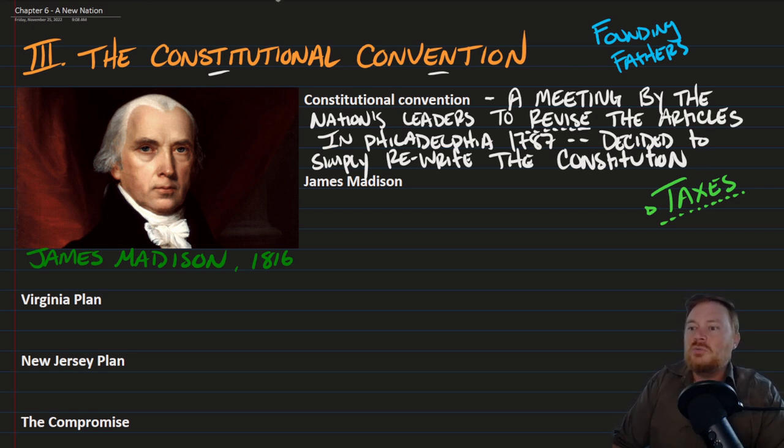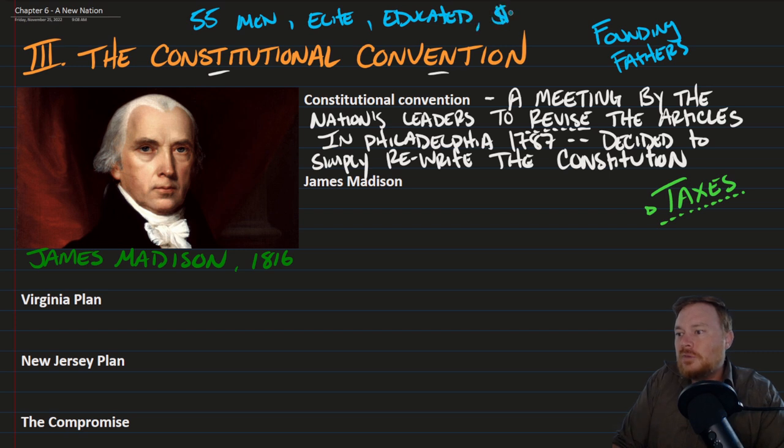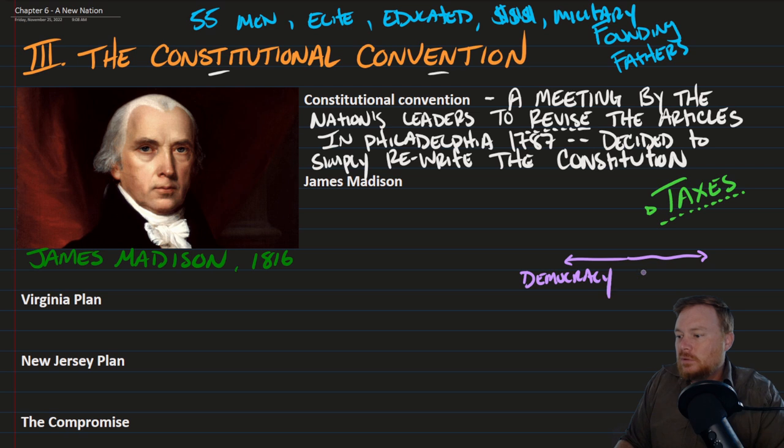Now, in terms of the Constitution, it was a group project. These were 55 men. These were mostly from the elite classes of society. So we're talking about the educated, the wealthy, and many of them also had military servants. And so the document that they sought out to create was a balance between, again, and we talked about this in the last section, on one side you have democracy, on the other side you have tyranny. But at the same time, democracy also comes with its downsides. You don't want it to be so democratic that it's chaos and anarchy.